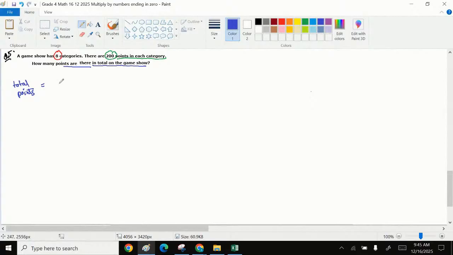would be equal to the number of categories times the number of points. 8 categories multiplied by 200, right? So we need to multiply 8 by 2. But before that, we need to count the number of zeros. We know that there are 2 zeros, right? So 8 multiplied by 2 is 16. And we put 2 zeros over here. Since it had 2 zeros, it becomes 1600, right?